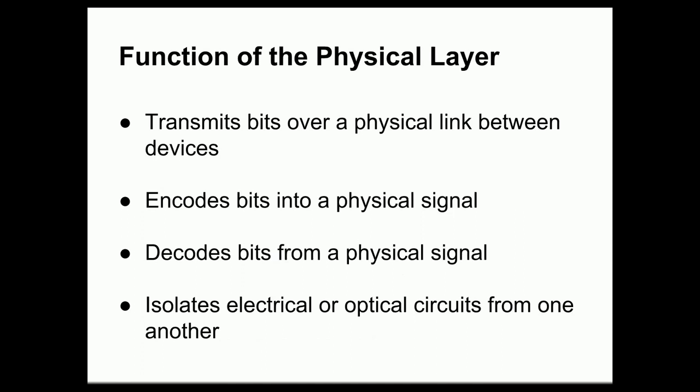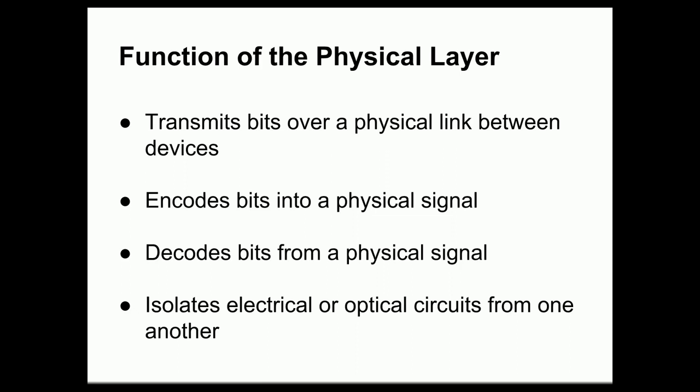The purpose of the physical layer is to transmit bits. Now, in other layers we may talk about frames and packets and other types of data structures for organizing data that's going to be sent over the network. But at the physical layer, we're concerned only with transmitting bits. And we're transmitting these bits between physical machines, between different devices on the network.